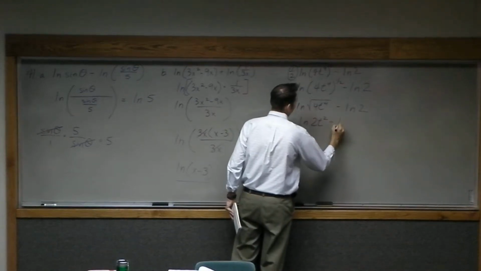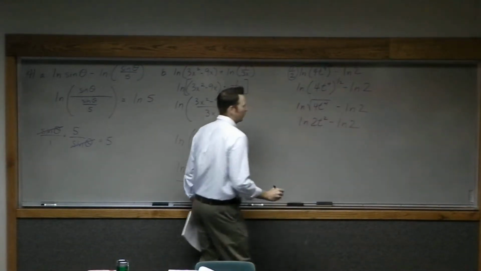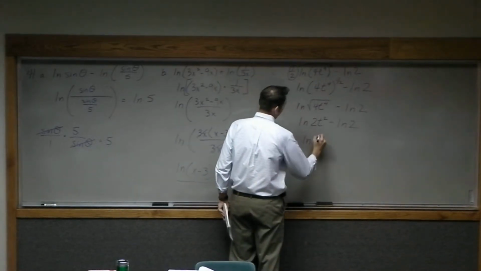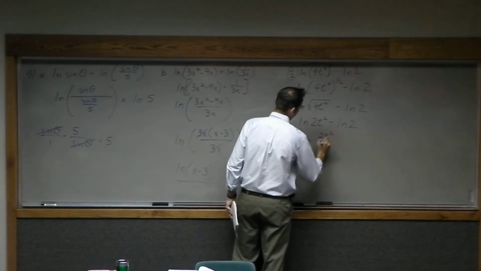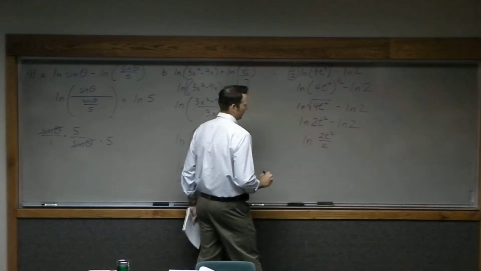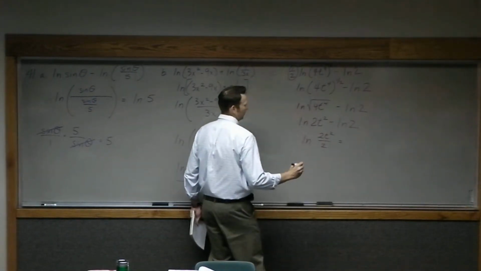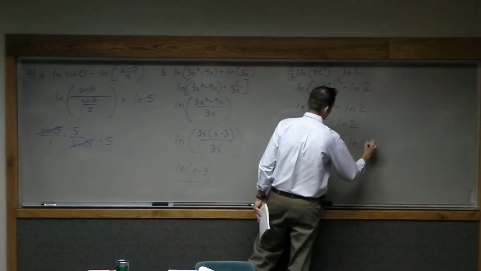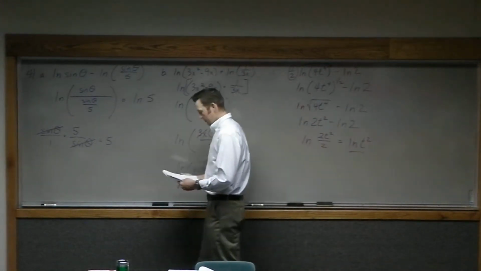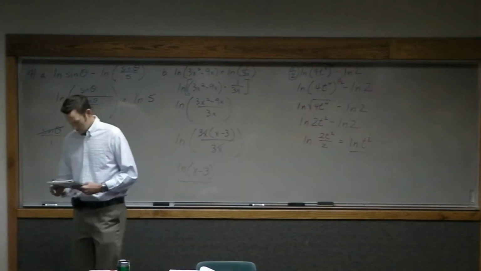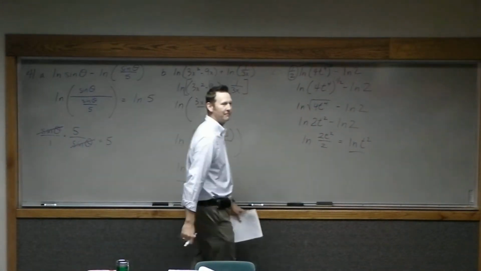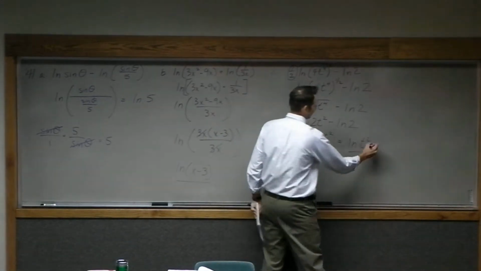t squared minus natural log of 2. Natural log of 2t squared over 2 equals? Length squared. Wait, we're not done. One more step. Oh, no, move 2 in front. Move 2 in front. Oh, tricky.